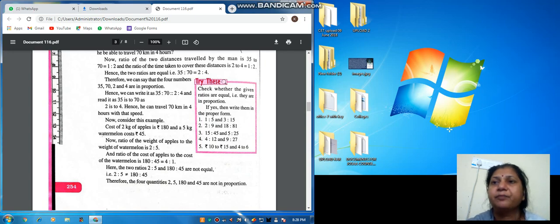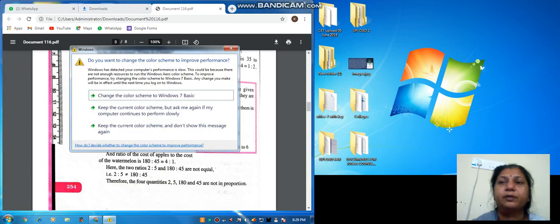Now consider this example. The cost of 2 kilo apple is 180 and 5 kg watermelon is 45. Okay, so let's calculate whether they are in proportion or not. The ratio of weight of apple to the weight of watermelon: apple का weight कितना है 2, watermelon का 5. Now the ratio of cost of apples to the cost of watermelon. तो apple की cost कितनी है 180 और watermelon की 45. तो इन दोनों का हम रेशो लेते हैं. क्या आएगा 4:1.